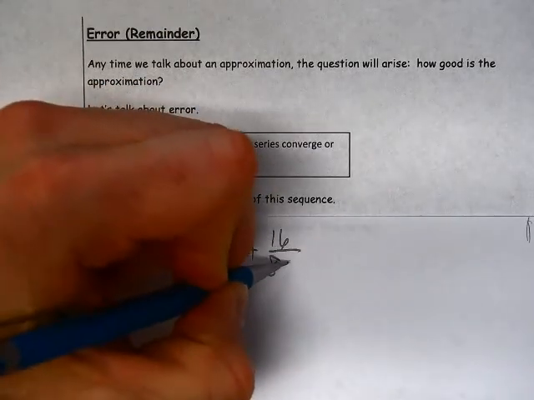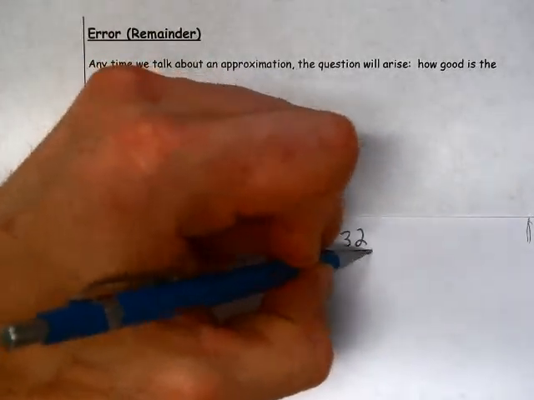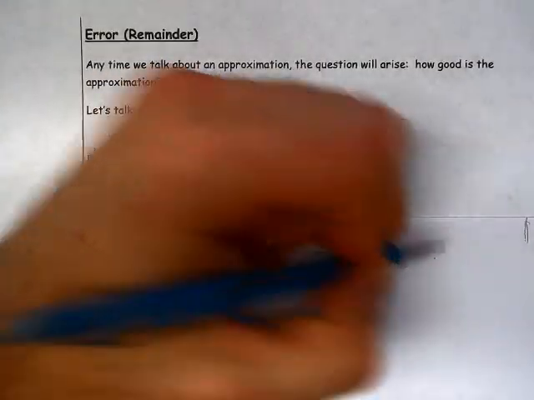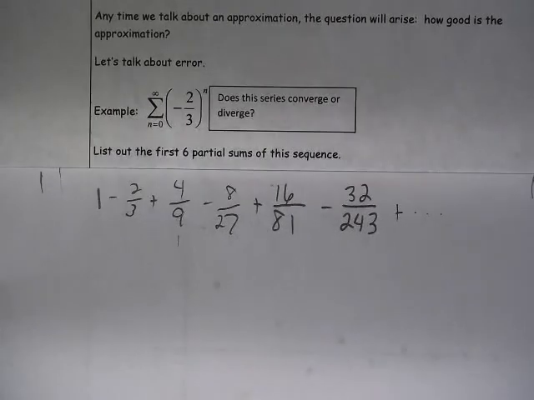plus 16/81 minus 32/243, and it continues on like that.